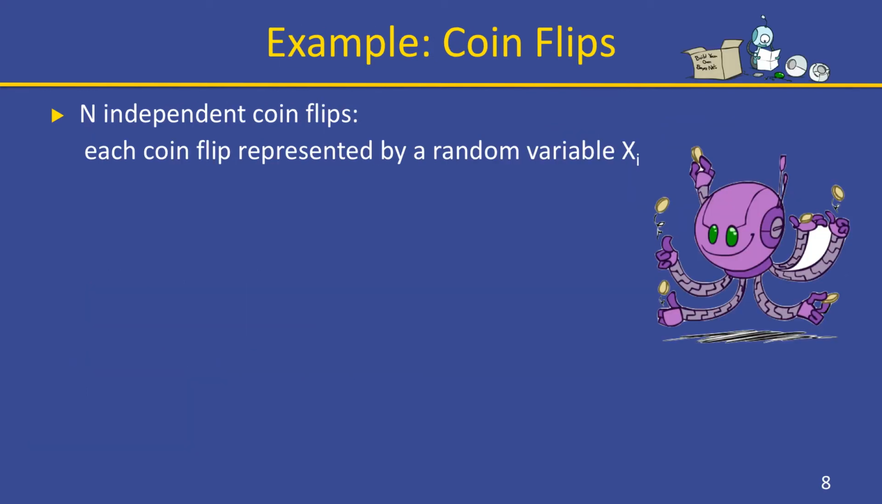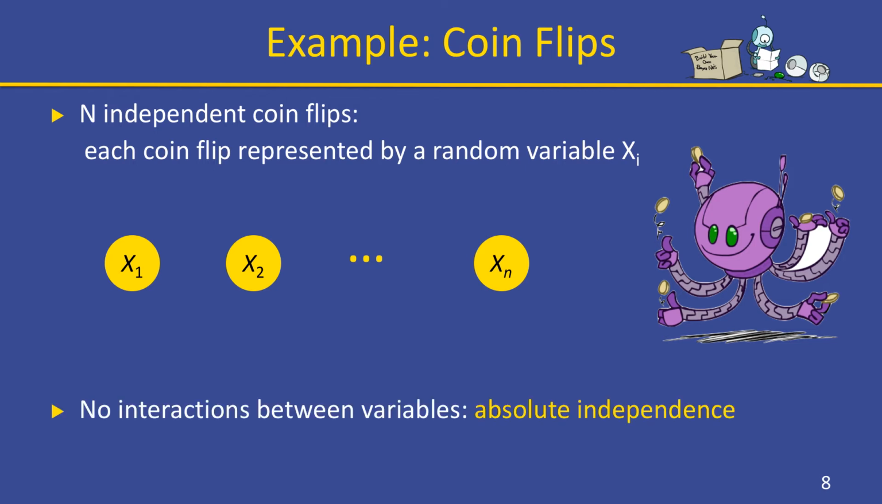Let's build another Bayes net. So here we have n independent coin flips. Each coin flip is represented by a random variable, Xi. So each random variable is represented by a node in our Bayes net. So we draw n nodes. Now, where do we put the arcs? Well, here there is no direct influence from one coin flip to another. There is no causation. So there are no arcs in this Bayes net. This is it. This is our Bayes net. When we have no arcs, we have no interactions between variables, and we have absolute independence.